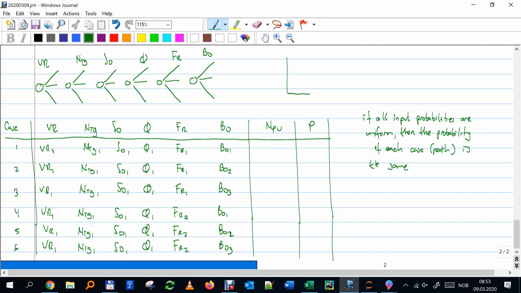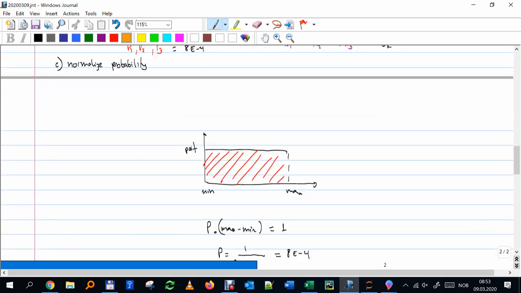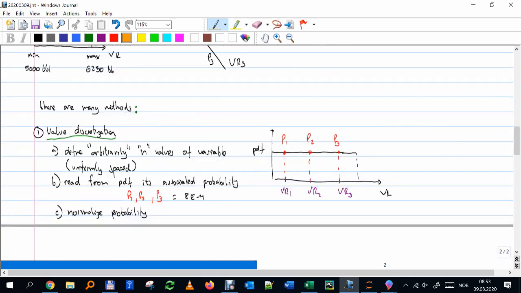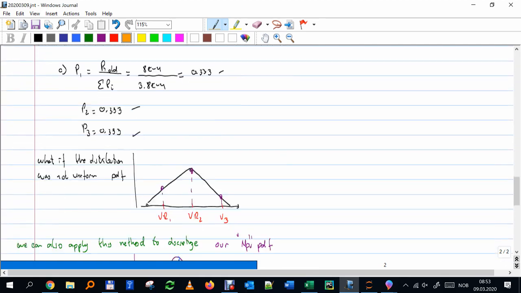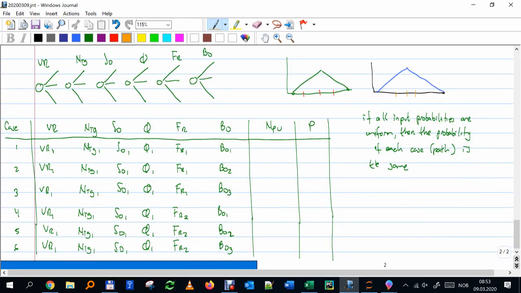Because if all of them are triangular, but then I chose to have these 3 for one variable, and for the other variable I chose maybe these 3, closer to the peak, so we are going to get, in principle, different probabilities. Even though it's the same distribution, it depends on this step, step A. It's only when they are uniform that you know they are all the same.